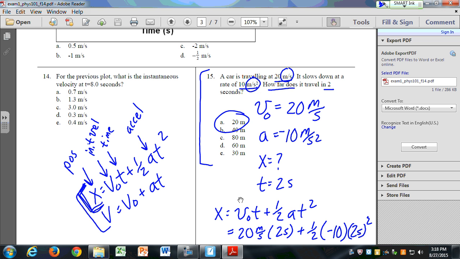Yeah, Kaylee? Yeah, let's look. So it says that it slows down at a rate of 10 meters per second squared. It's the slowing down that tells you that it's negative. Remember we talked about this, that if the velocity and the acceleration are in opposite directions, it's slowing down. If they're in the same direction, it's speeding up. So if it says that it speeds up at a rate of 10 meters per second squared, then that would be a positive 10 meters per second squared. Okay, that's a pretty simple kinematics problem.